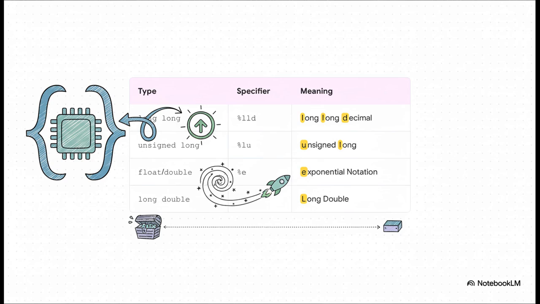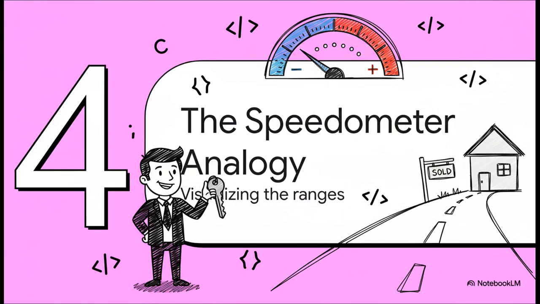So the last piece of our technical blueprint is telling the printf function how to actually display these different types. Each type needs its own special code, its own format specifier. For a giant long, you need printf %lld. For an unsigned number, you just swap the d for a u, like %lu. And for those gigantic decimal numbers, we use %e to print them in scientific notation. Because honestly, who wants to write out a number with 38 zeros? Nobody.